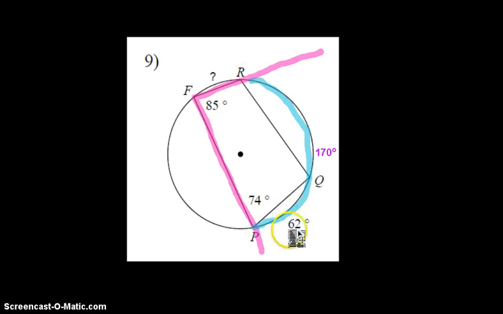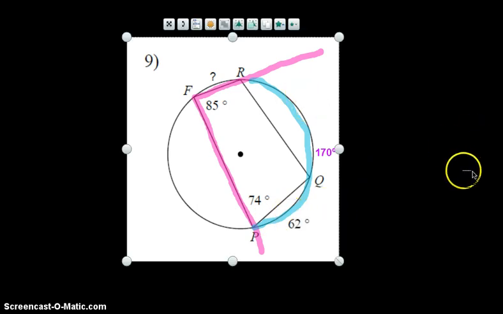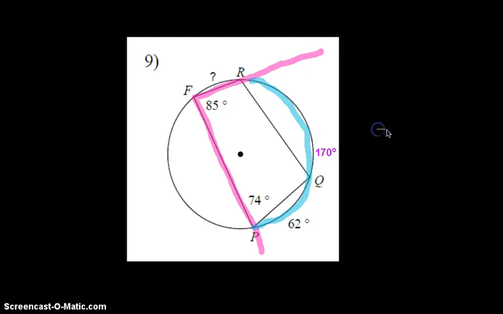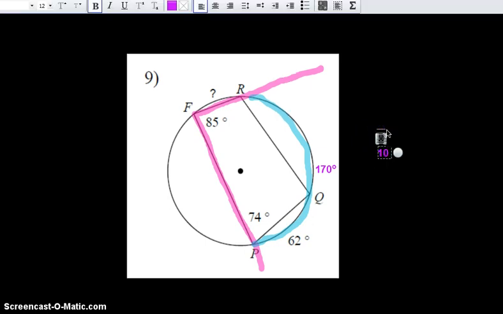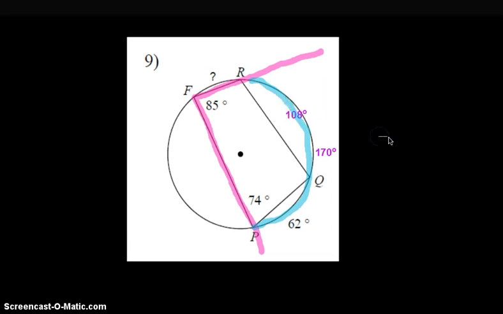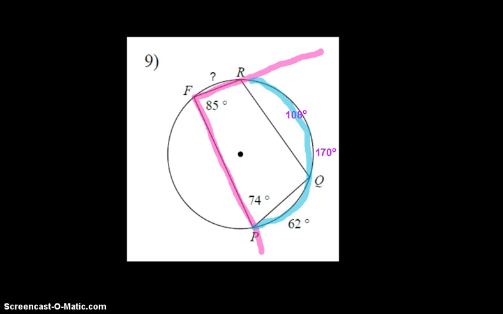Well, this portion of the blue arc is 62 from Q to P. So that means 170 minus 62 is going to give me the other portion of the arc. So that's 108. So that's from R to Q. All right, now, this one I had to do a couple of things. I had to find those before I can go find the other ones.